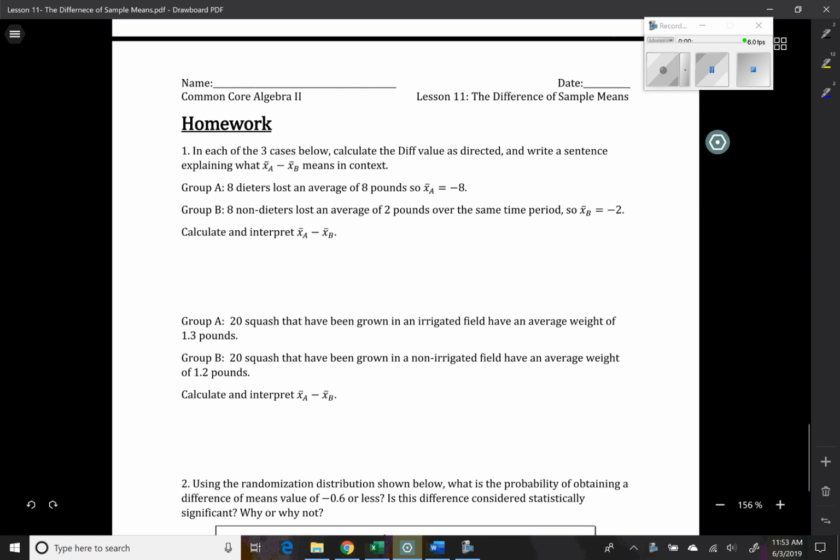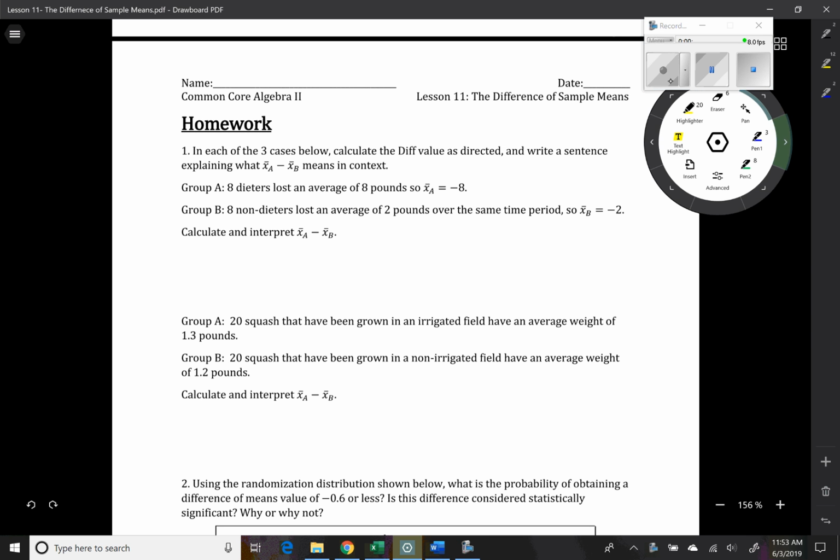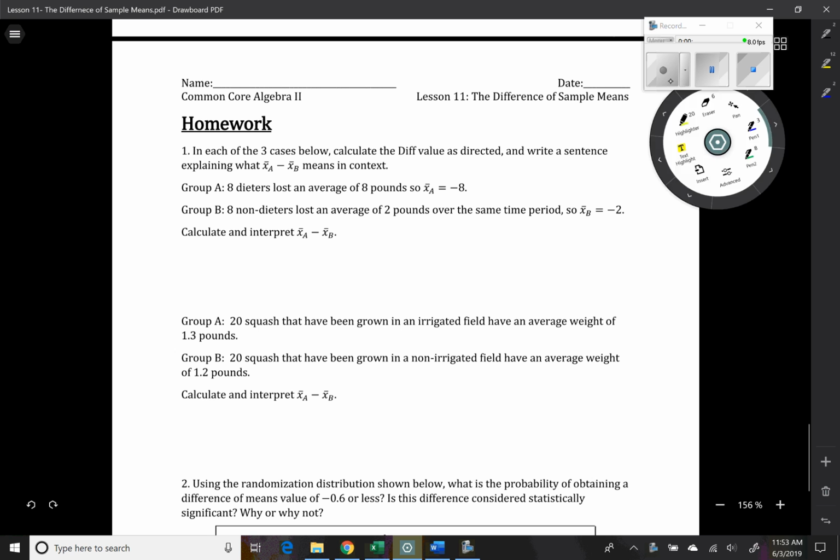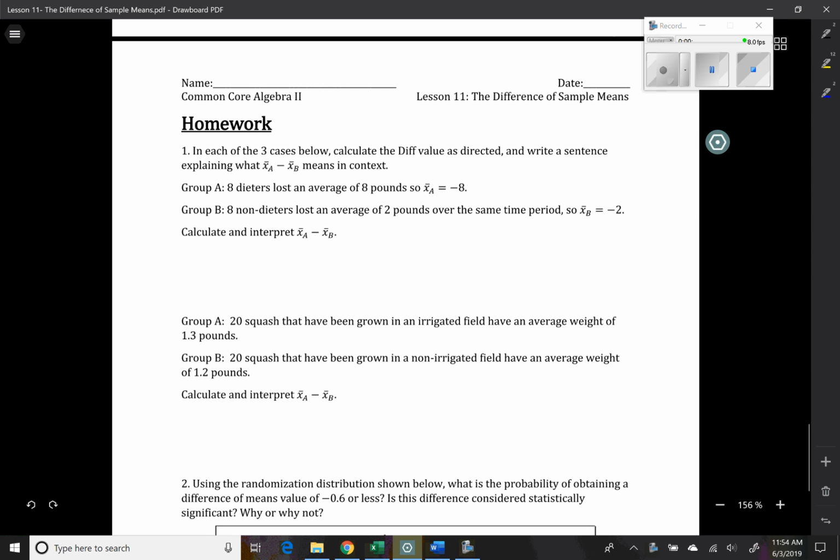All right, everybody, welcome to the video here for the homework for lesson number 11. So in lesson number 11, we learned about the difference of sample means, another statistic we can use. This time, we're comparing actual averages or means of a sample.